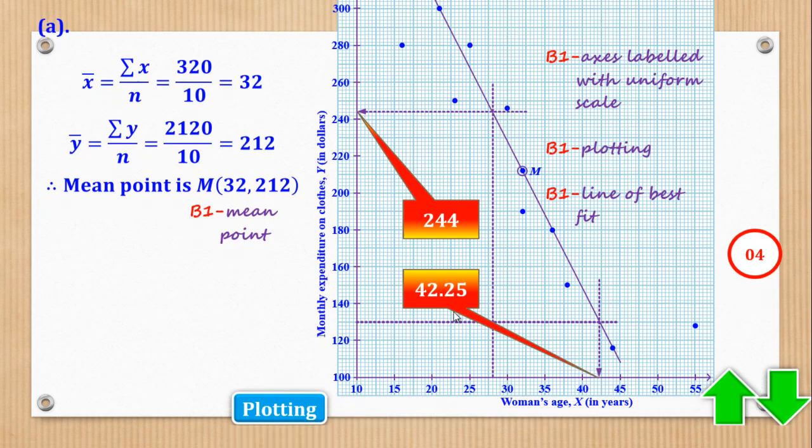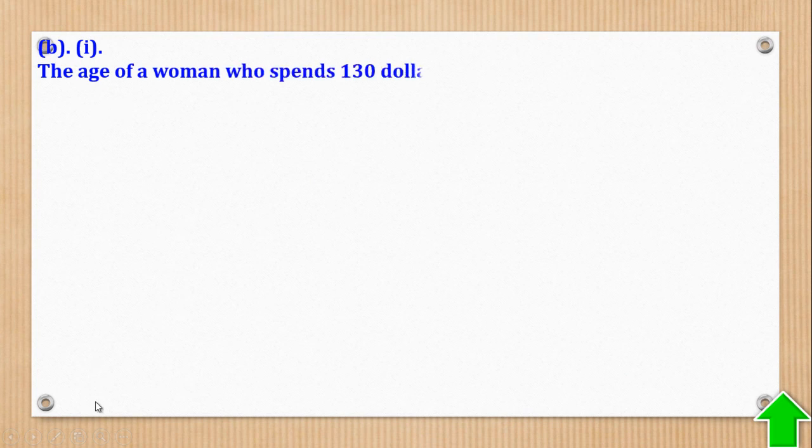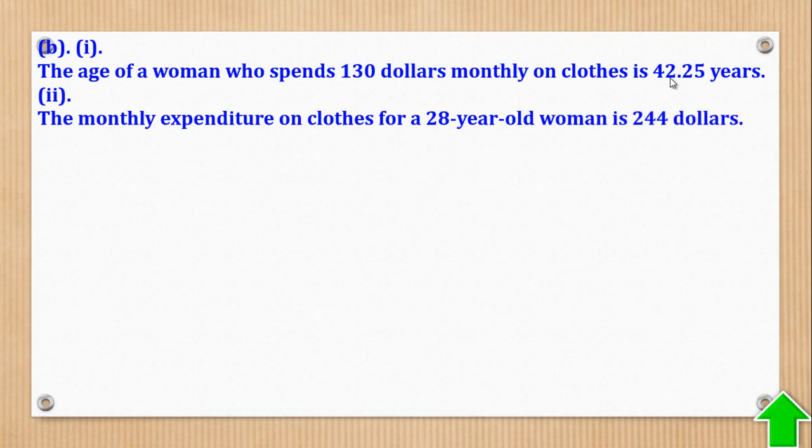Okay, so now shall come and say that for part B Roman 1, the age of a woman who spends $130 on monthly clothes is 42.25. And Roman 2, the monthly expenditure on clothes for a 28-year-old woman is $244. That was part B. Now we shall go to part C.